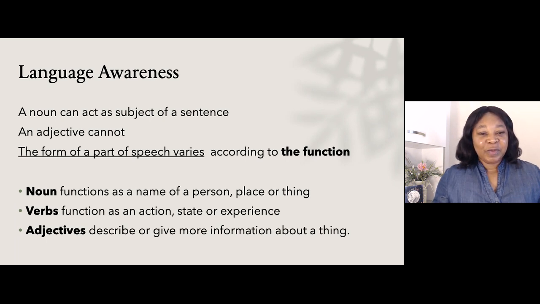So, a noun functions in description as the name of a person, a place, or thing. We can say a verb's function is to state an action, a state of being or an experience. We could say an adjective describes one thing or the other. So, those are functions at the very lower levels. But let's go on.